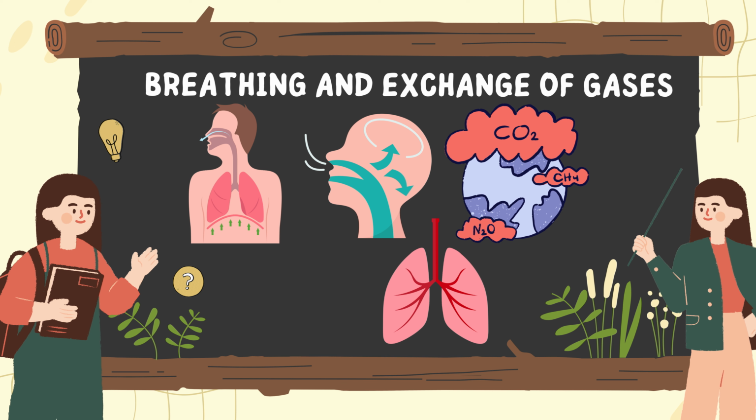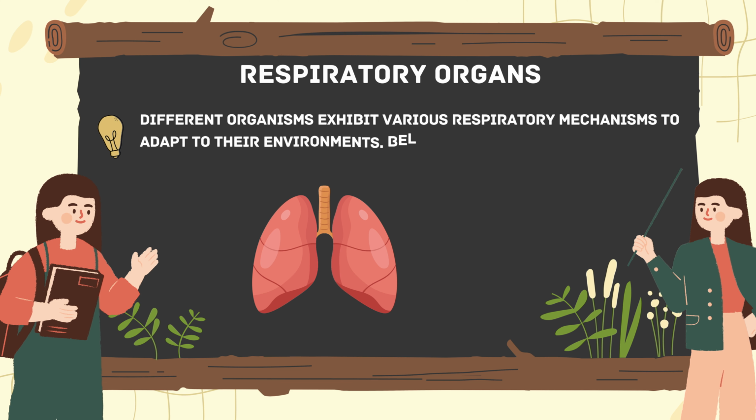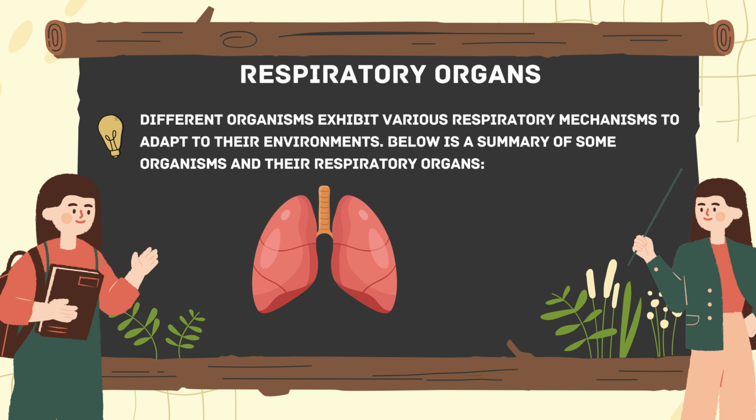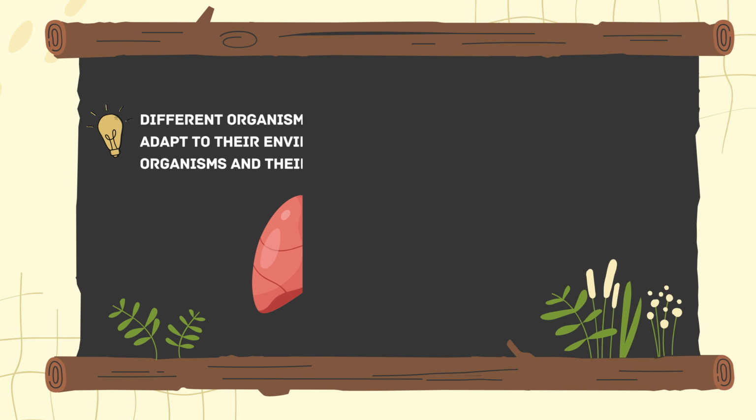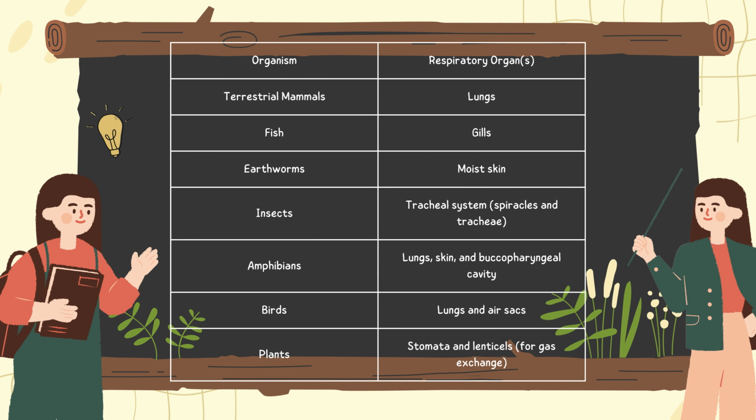Starting with respiratory organs, different organisms exhibit various respiratory mechanisms to adapt to their environments. Below is a summary of some organisms and their respiratory organs. Organism, respiratory organs. Terrestrial mammals, lungs. Fish, gills. Earthworms, moist skin.